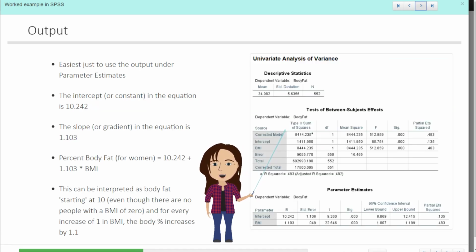Looking at the output, I recommend that you look at the parameter estimates. So this first one is around how the model was built, and you can see the significance values over here. But if you actually wanted to write down the equation, you would want this second table with the parameter estimates.